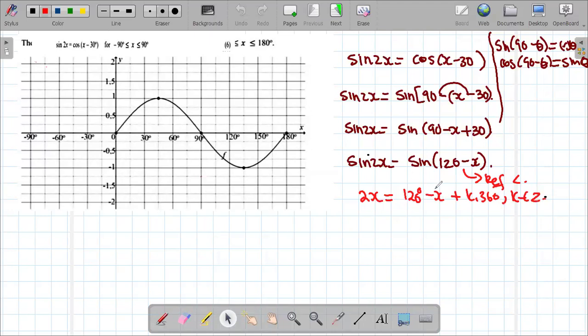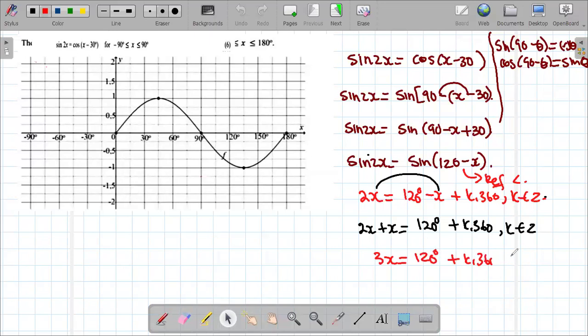Can I bring this to the other side? Algebra. So it's going to be 2x plus x equals 120 degrees plus k 360, where k is an element of integers. Don't forget to write this. Once you forget to write this, they eliminate 1 mark for you. 2x plus x is 3x equals 120 degrees plus k 360, where k is an element of integers. I'm going to divide by 3.